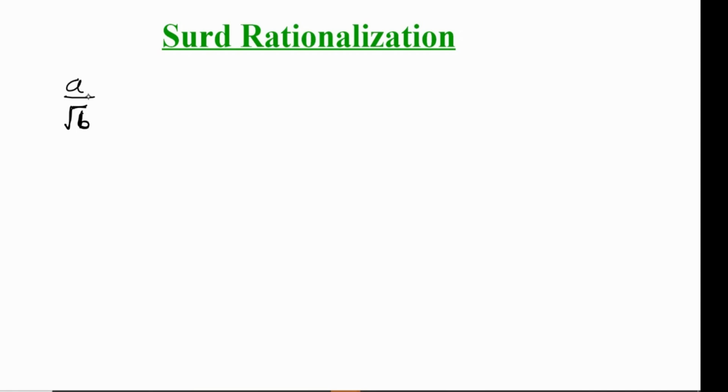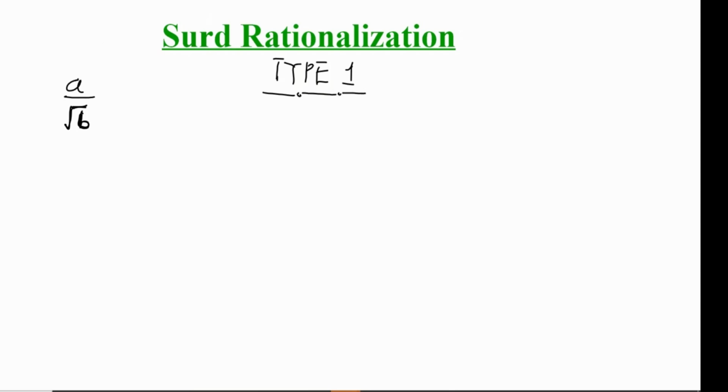Now, in surd rationalization, where we are focusing on the denominator of a surd, it has two types. Since we are dealing with type 1, let's write here type 1. This video is going to take into consideration both type 1 and type 2 in rationalizing the denominator of a surd. So type 1, this is what we have.